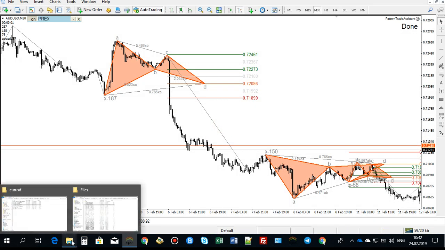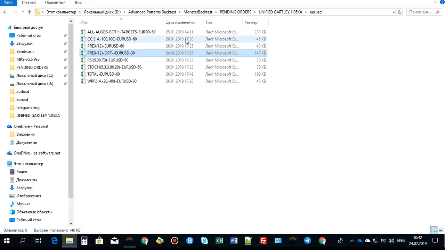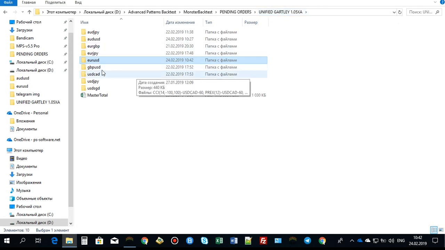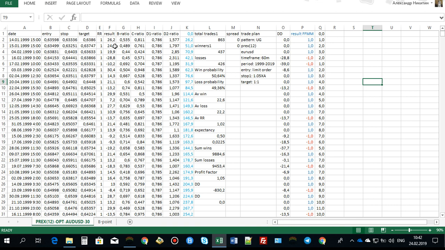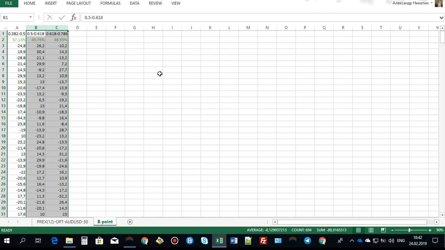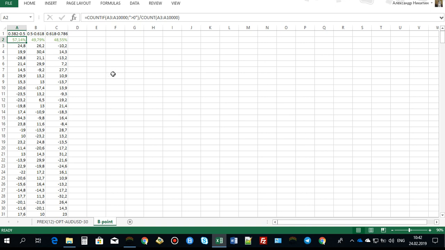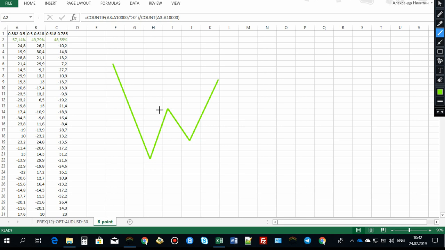Okay, this is the euro dollar result, so I'll simply close it, don't save it, and let me open the results of some other pairs. Aussie dollar optimization 30-minute, the one that I finished today. So the same optimization of the B point, and if we go here, the 3.2 to 0.5 range is 57% correct. So on Aussie dollar, bad patterns that have the range of 3.2 to 0.5 are pretty good to trade the standard way on the Aussie dollar 30-minute time frame.